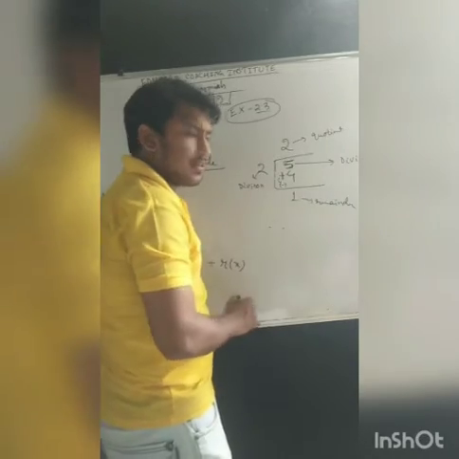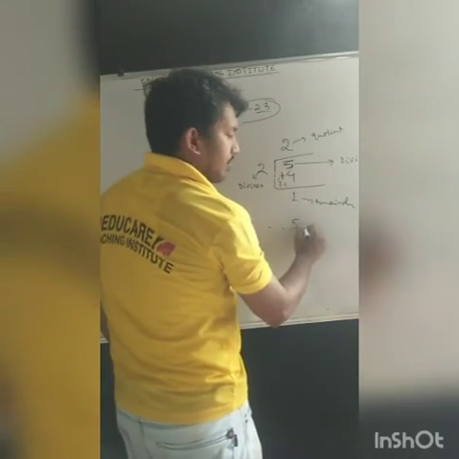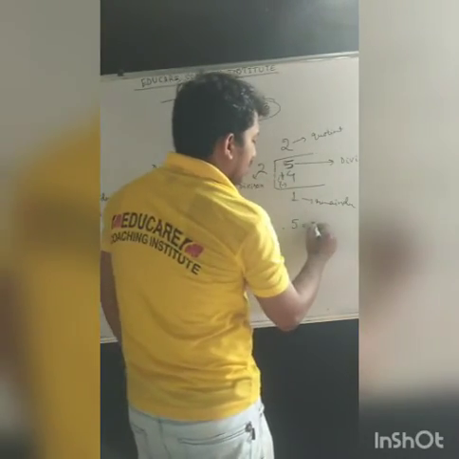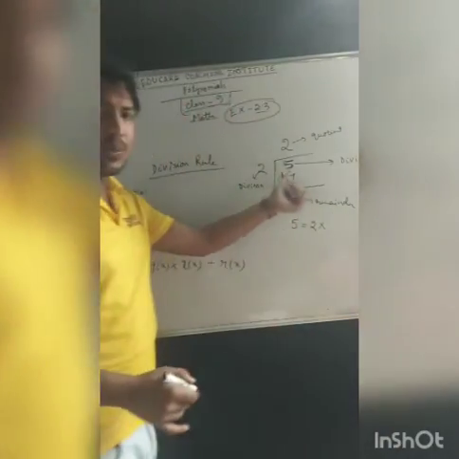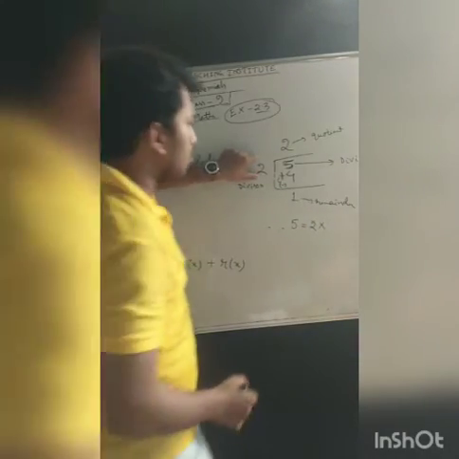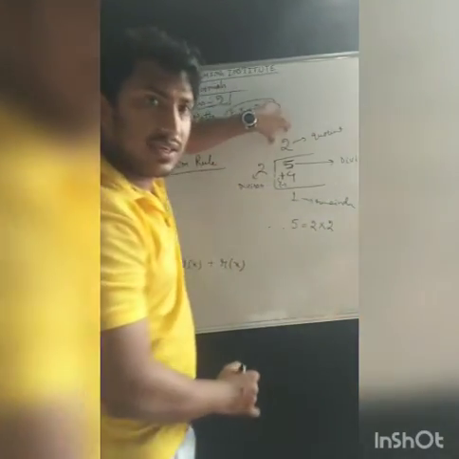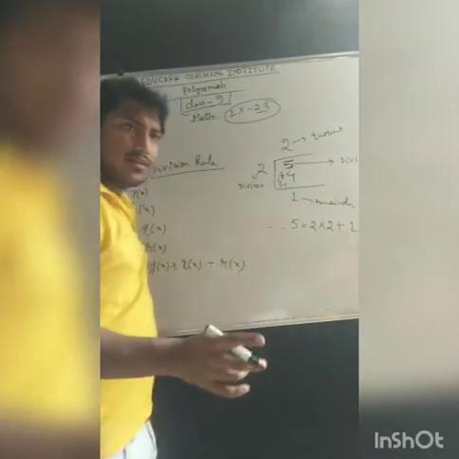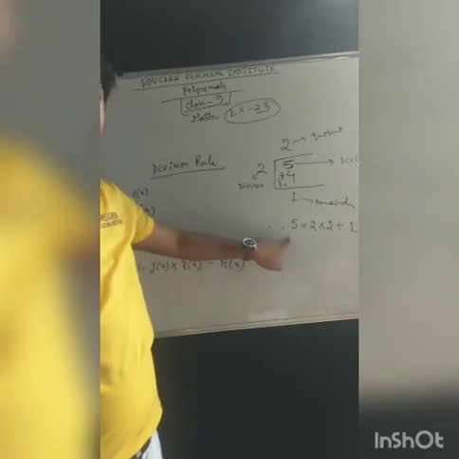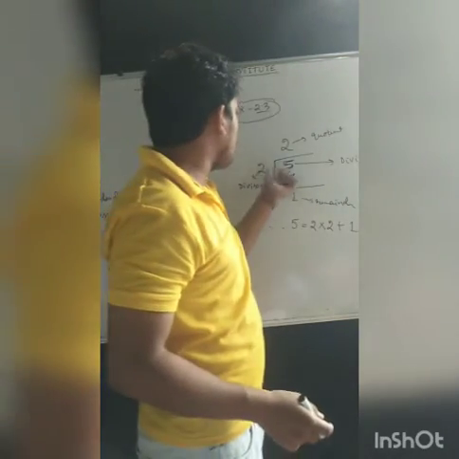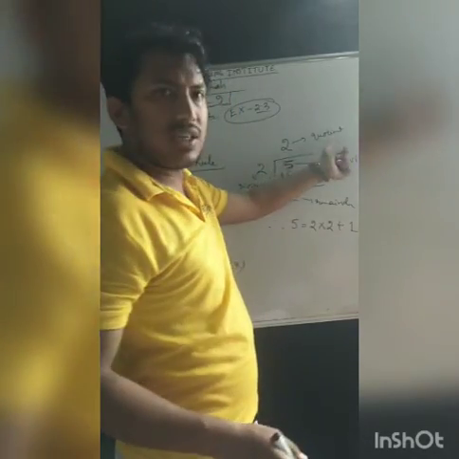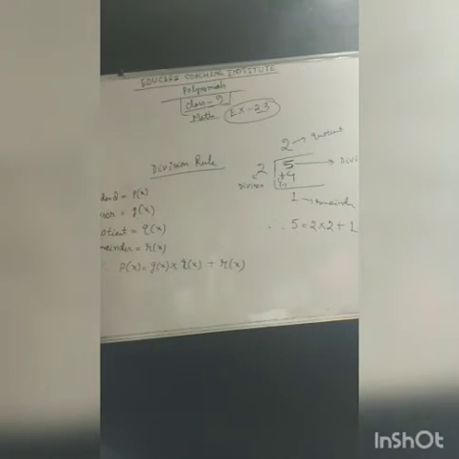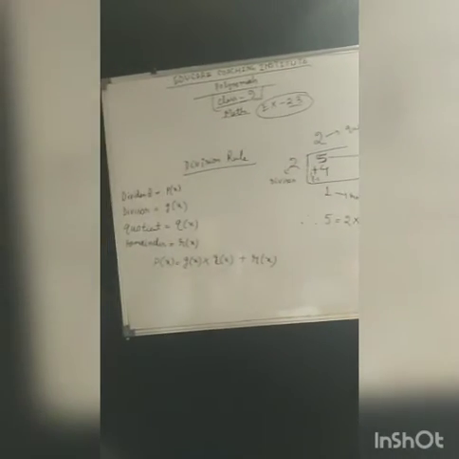See, dividend 5 equals divisor 2 into quotient 2, plus remainder 1. Okay, clear? How will 5 be obtained? We will get 5 as 2 into 2 plus 1, divisor into quotient plus remainder. That is the concept. So the division rule is also applied in the case of polynomials.